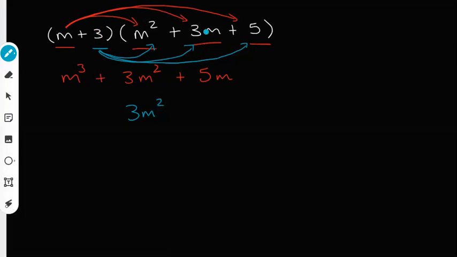Next I have 3 times 3m. That's going to give me 3 times 3, that's going to be 9m. And then the last one that I multiply is 3 times 5, and that's going to give me 15.